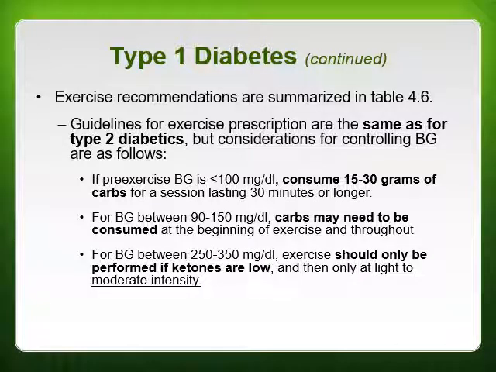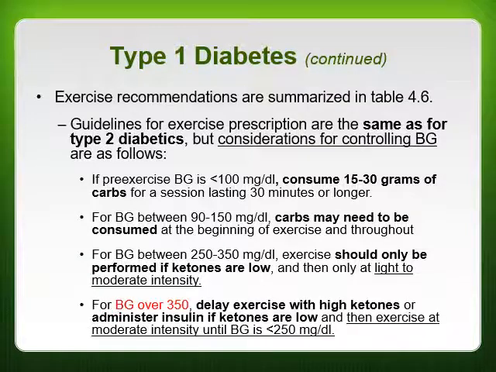For someone with a high blood glucose level, exercise should only be performed if those ketones that we talked about before are low. That was the same as what we said earlier. And then if they are low, even still with that high blood glucose level, light to moderate intensity at most. If it's over 350, delay exercise, administer insulin, and then exercise at moderate intensity. So follow the chain of command here, the order of things based on what the reading is.